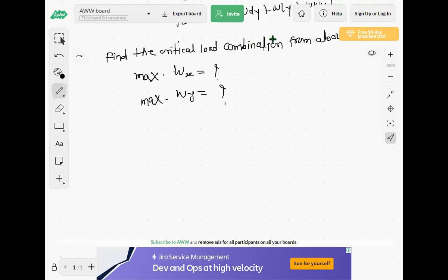Okay, so we will stop here. We will see the remaining part and an example on the design of purlin in the next lecture. Okay, we will stop here now.